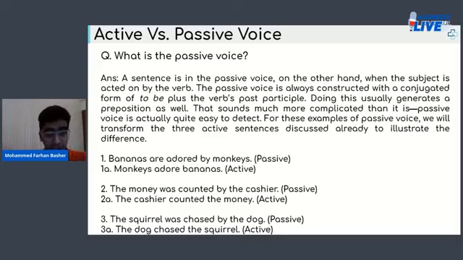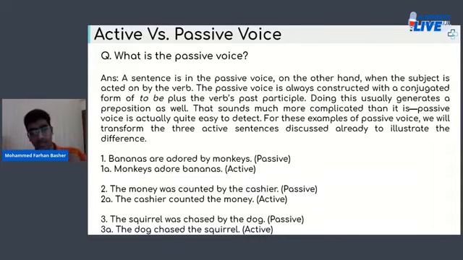If you had to say that monkeys adored bananas instead of monkeys adore bananas, then your sentence would be in the simple past tense, right? So maintaining the tense of the sentence, you have to change it to the passive voice. And in that case, you would say, bananas were adored by monkeys.